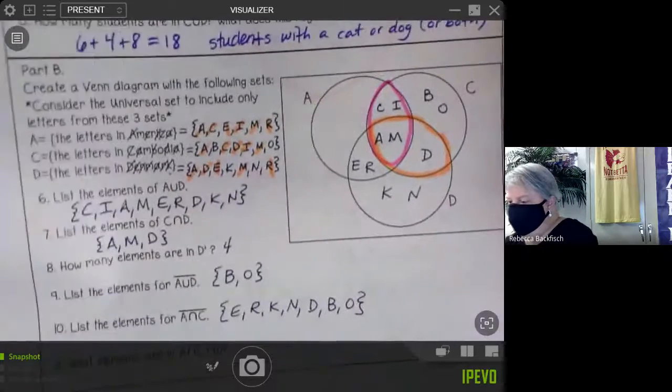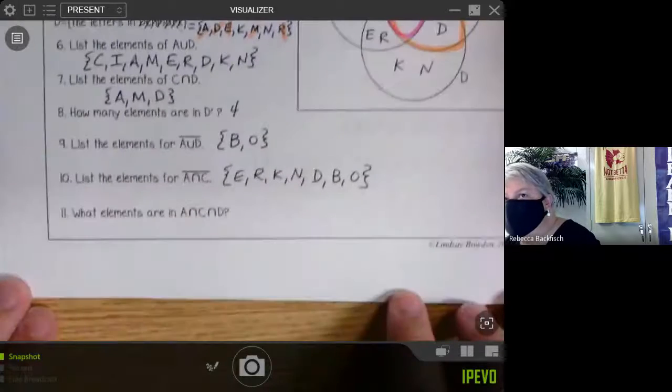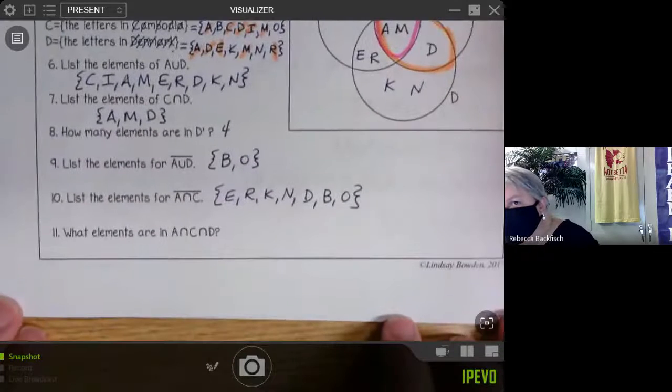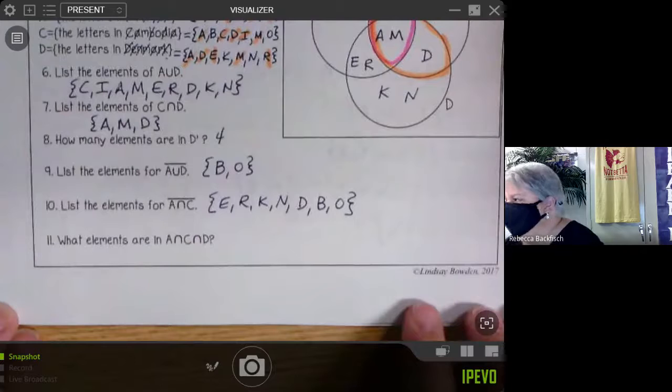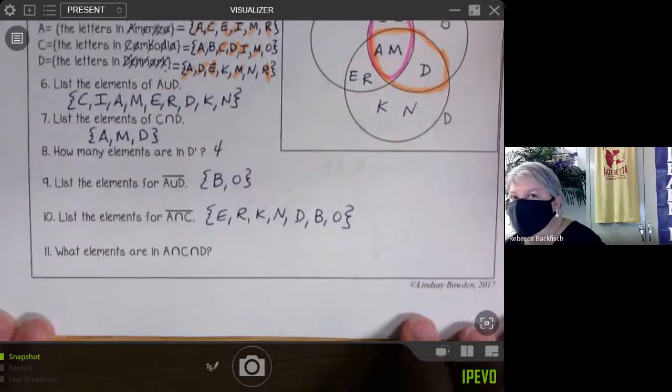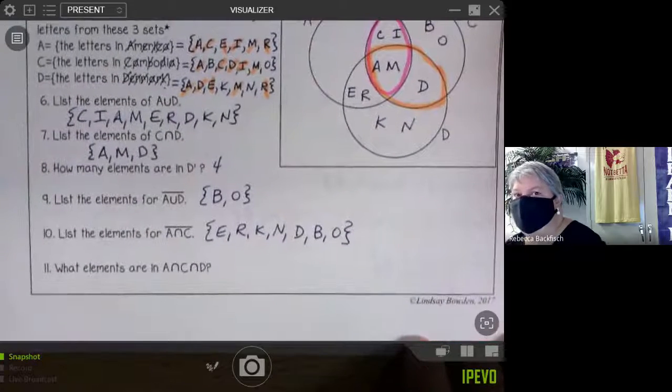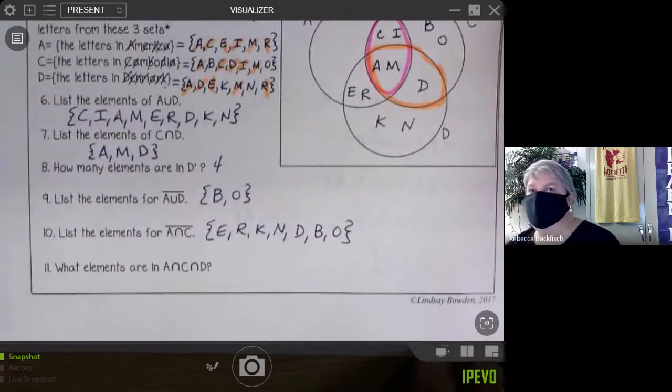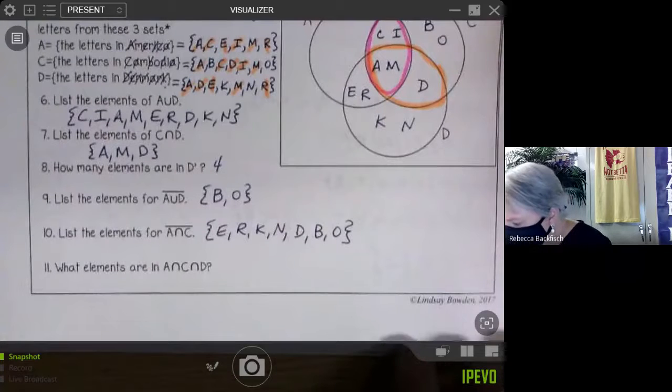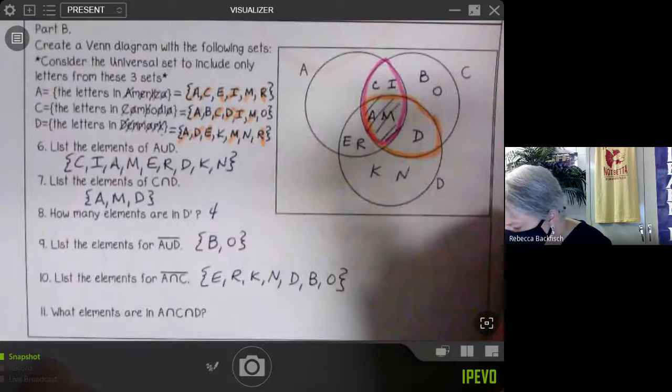And then the very last one, what part of the Venn diagram is that one talking about? You got it, the very middle. It's saying what elements are in A, intersect with C, intersect with D, meaning where they all overlap. So that's like this part right here. So that's A and M.